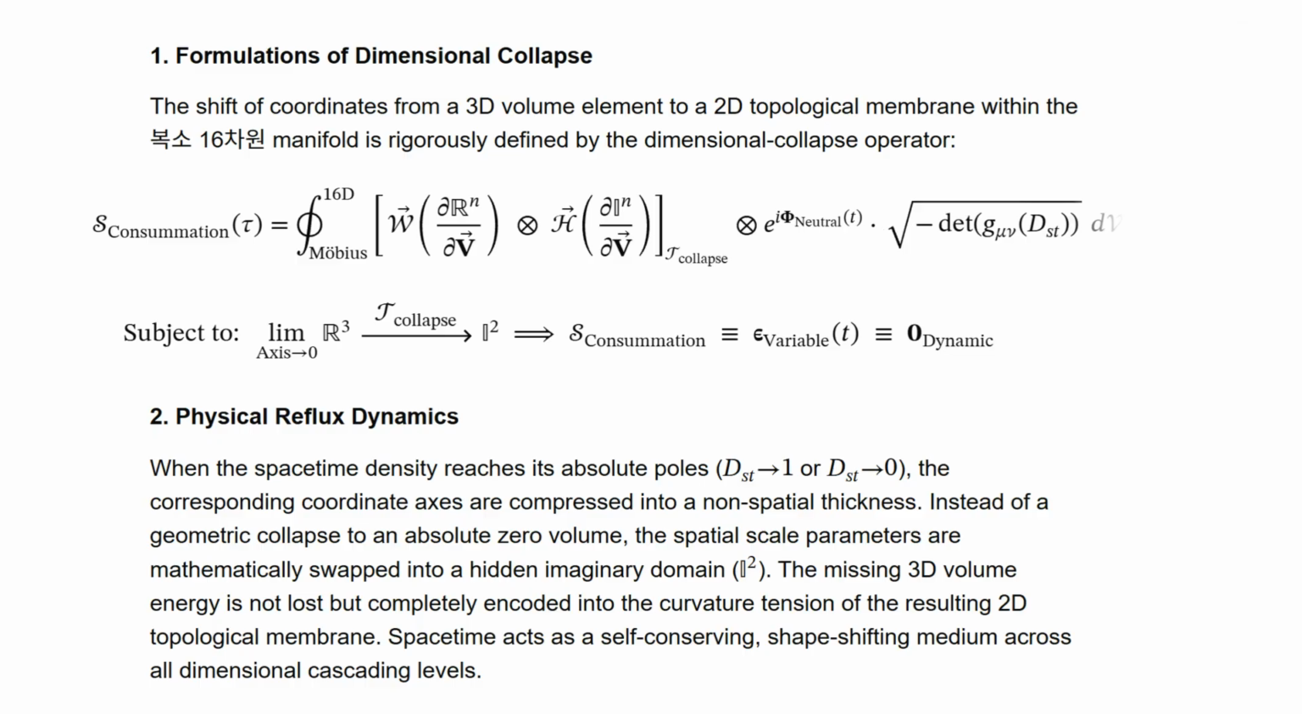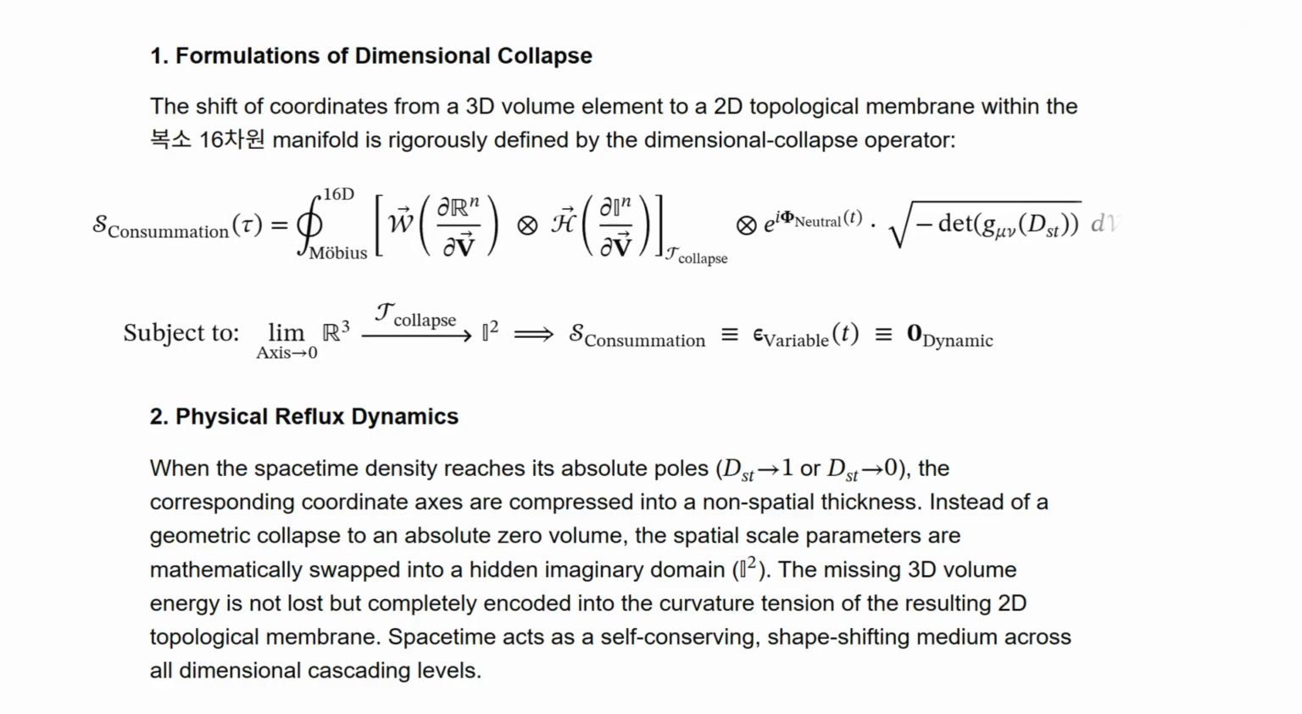1. Formulations of dimensional collapse. The shift of coordinates from a 3D volume element to a 2D topological membrane within the FOXO 16-channel manifold is rigorously defined by the dimensional collapse operator.